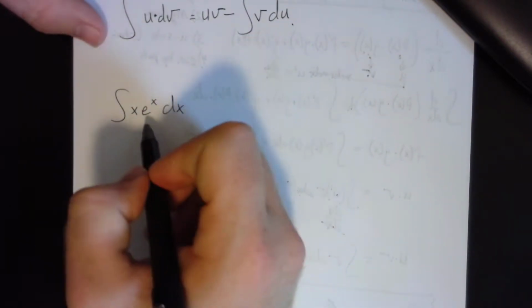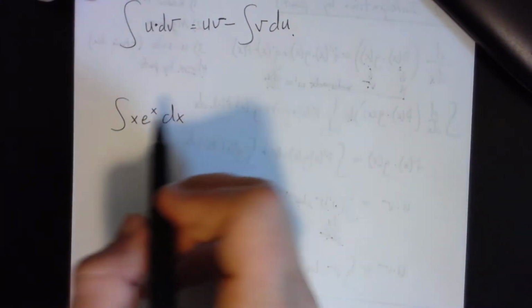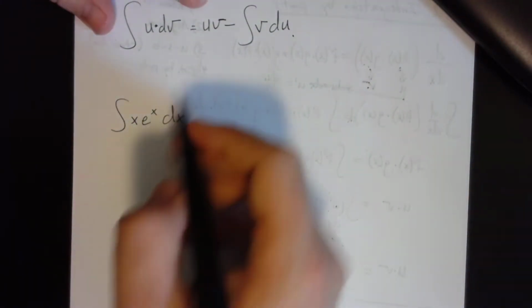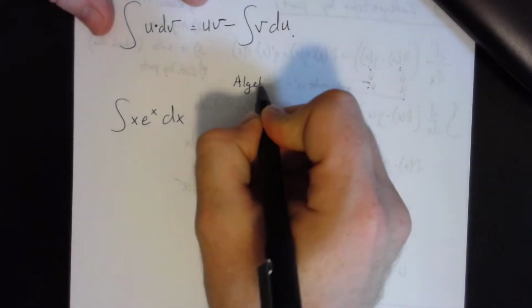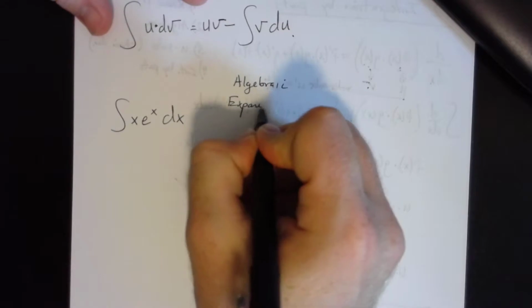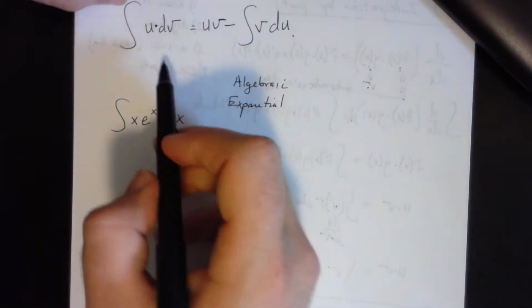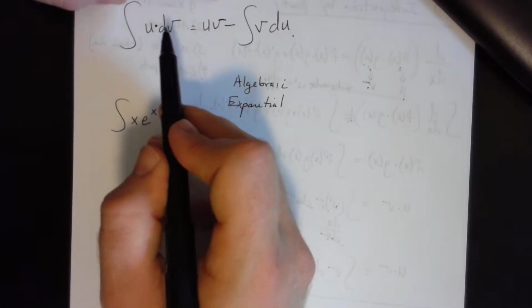So when we look down here, this is the first example we're going to play with. And in terms of this first example, you'll notice that we have two clearly different functions. One function is algebraic, and one function is exponential. I'm writing those two names down because it's very clear that we need to identify which one we're going to let u equal and which one we're going to let dv be.